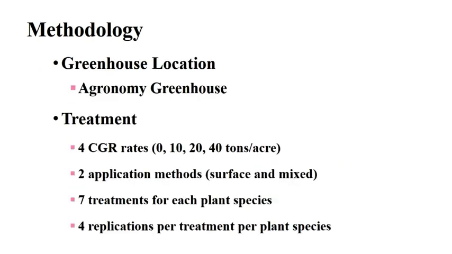Our experiment site is the agronomy greenhouse, and we have four CGR rates: 0, 10, 20, 40 tons per acre, and we have two application methods. One is we put slurry on the soil surface, the other we mix slurry with the soil. So in total we have seven treatments for each plant species. We didn't repeat 0 tons per acre, so we have seven treatments. And we have four replications per treatment per plant species. Then the total pots of our greenhouse study is 112 pots.